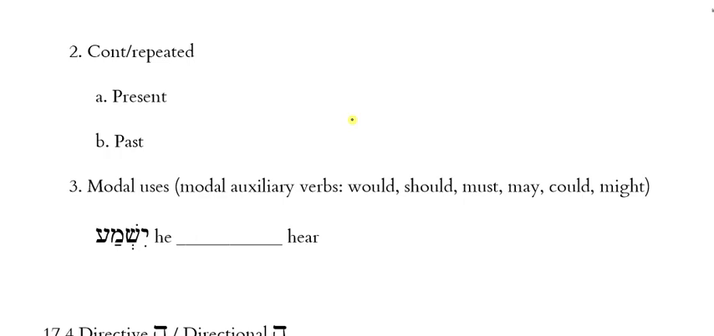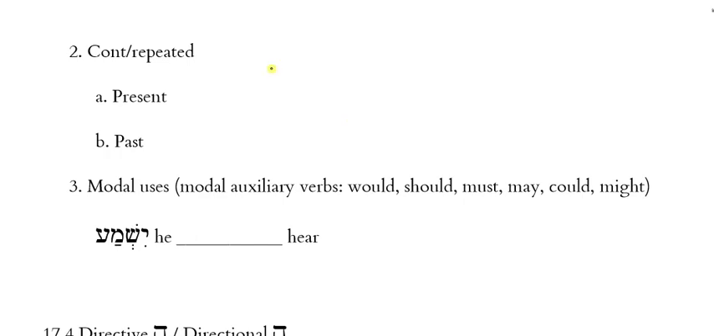So, here's the deal with the imperfect. This kind of action could be past tense action that's progressive or habitual, or it could be present tense action that's progressive or habitual. We could use either of those English tenses to translate it. So let's look at some ideas here.